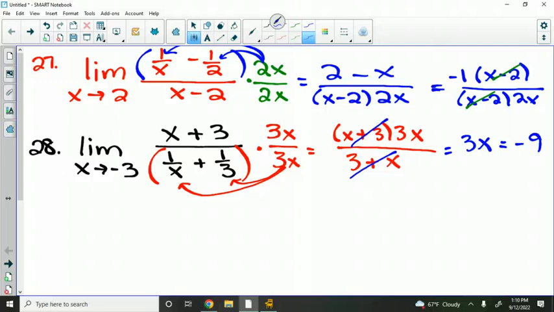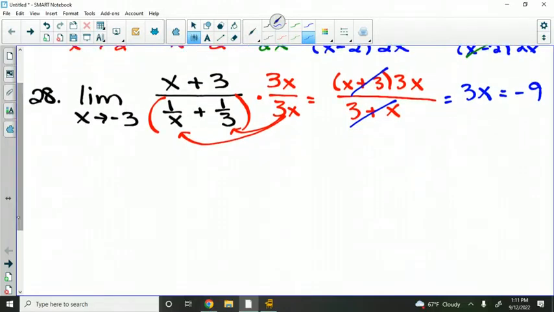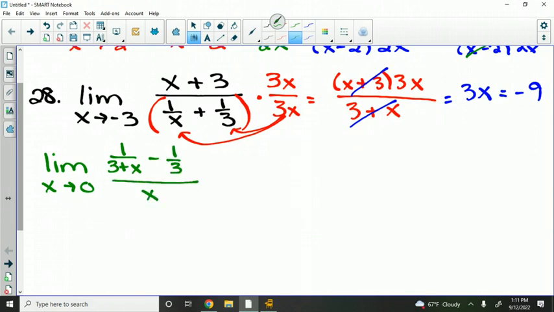Okay, let's do another one. I'm going to up it just a little bit. I made this one up. It doesn't have a number. We're going to do the limit as x approaches 0 of 1 over 3 plus x minus 1 over 3, all over x.